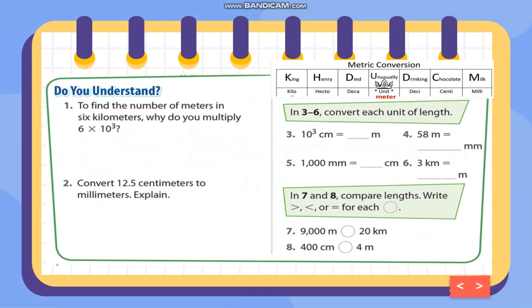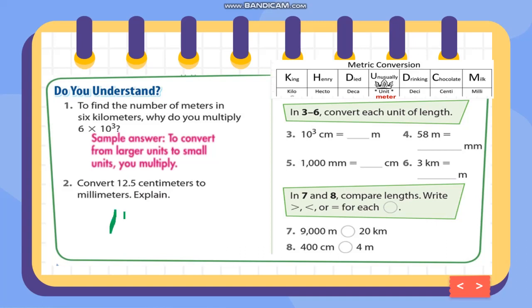Find the number of meters in 6 kilometers. Multiply 6 by 10 cubed. Because we all know already that to convert from larger unit to smaller units, we need to multiply always. Number 2, convert 12.5 centimeter to millimeters. So we have 12.5, the unit is centimeter, then you're going to convert that into millimeter.